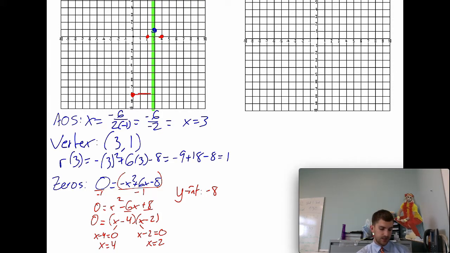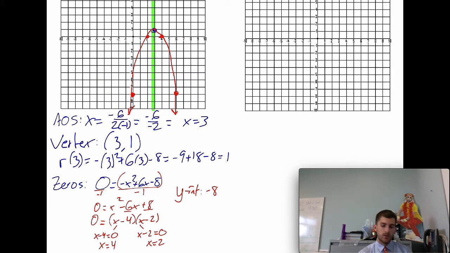Now, this point, our y-intercept of negative 8, is 3 tick marks away from the axis of symmetry. So we're going to have another one on the other side of the mirror. That's 3 tick marks away. And this is going to give us enough points to graph. I don't know why I switched colors, but I did. But we've got an upside down, oops, sorry, I missed. We've got an upside down parabola with a vertex at (3, 1) and x-intercepts at 2 and 4.